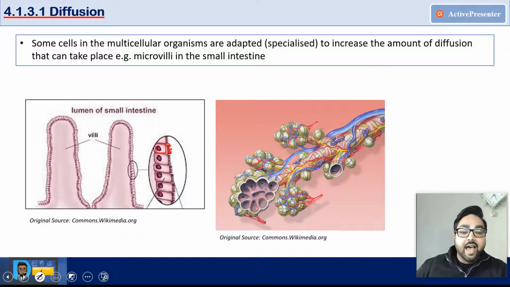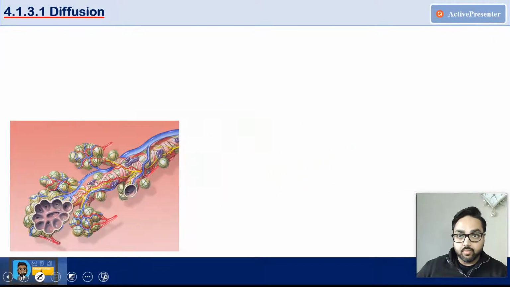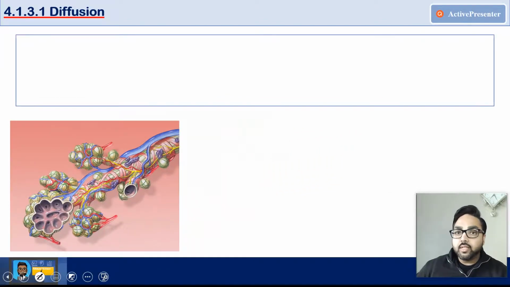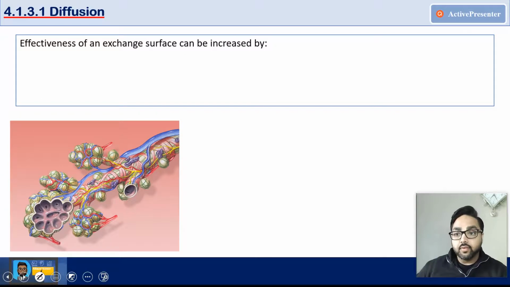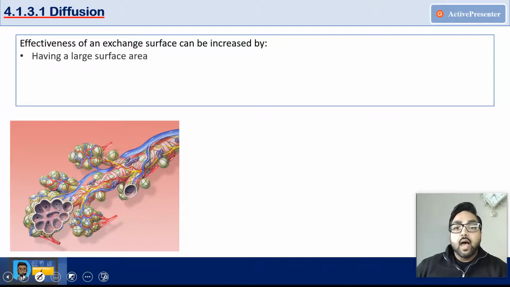Alright? And another place that this happens, hopefully one that you're familiar with, is inside the lungs. So inside the lungs you've got this very strange grape-like structure called alveoli, and they form air sacs, and they have various adaptations. So what we're going to do is run through them. Okay, so when we consider the lungs, or the effectiveness of an exchange surface, we can increase that effectiveness, how good it is at letting diffusion take place, by having a large surface area.